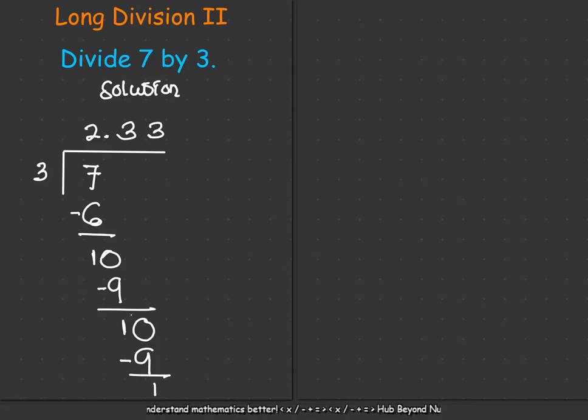So this simply implies that 7 divided by 3 is giving us 2.33, then it goes on and on and on. So we just put a point over here to show that it goes on and on, right?